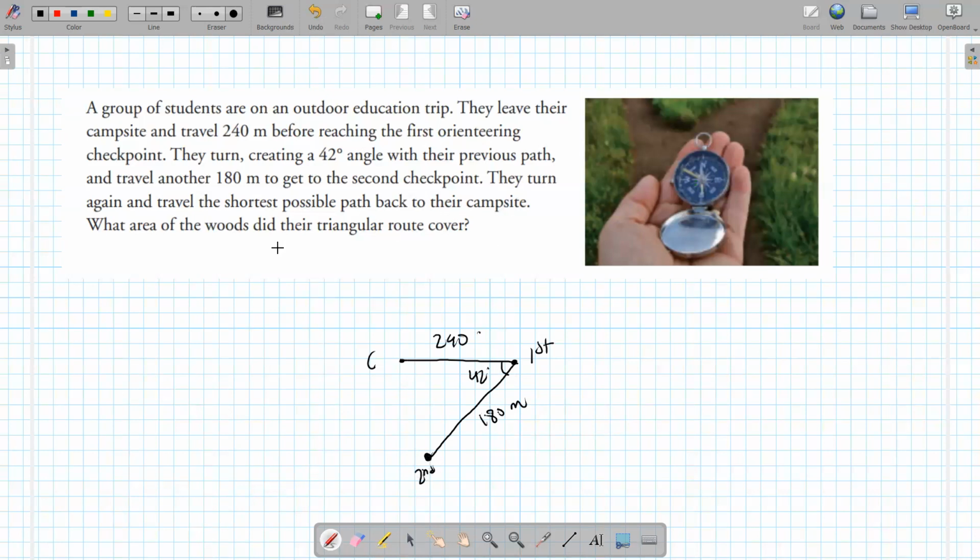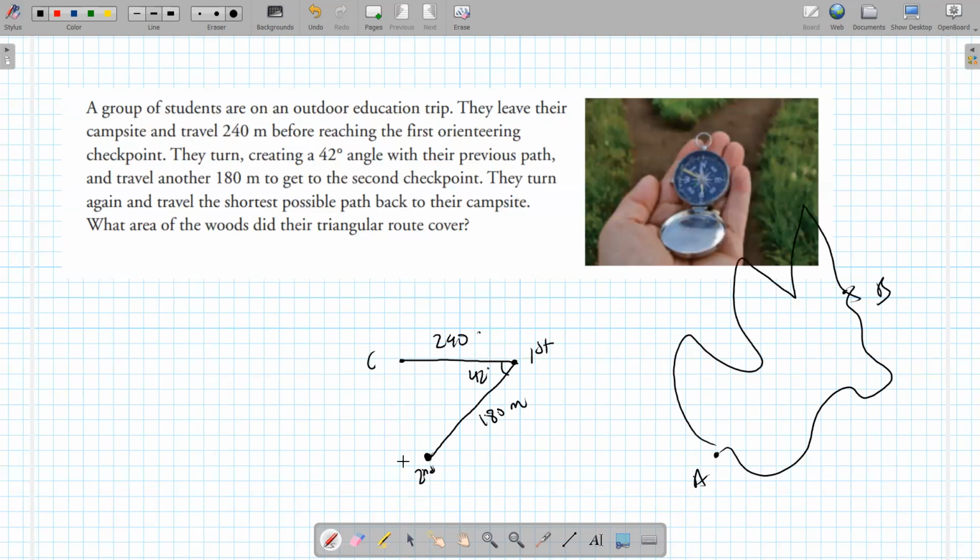And then they turn again and travel the shortest possible path. Shortest possible path. What's the angle? It's called displacement. Let's say you have A here. Let's say you have B here. There's an infinite number of paths you can take, but only one of them is the shortest. This straight line. This is called displacement.